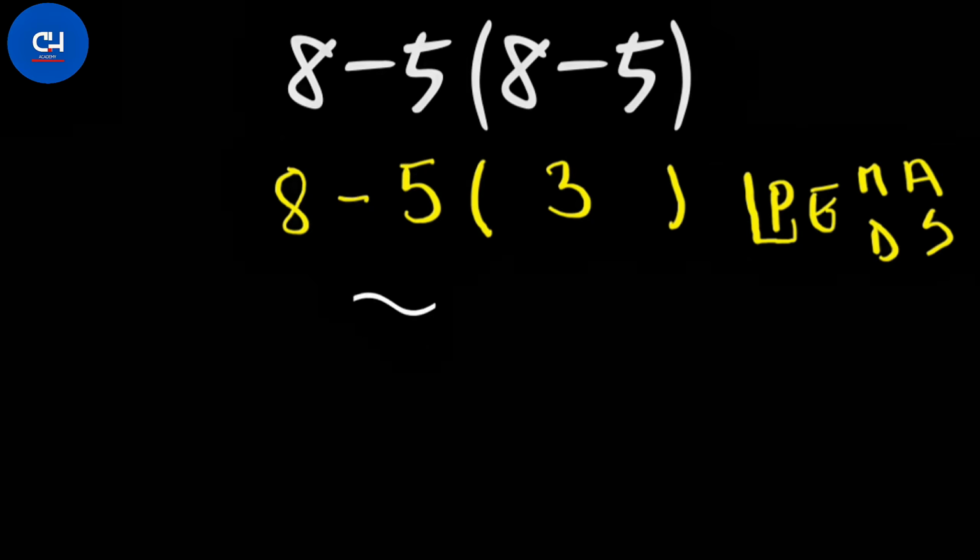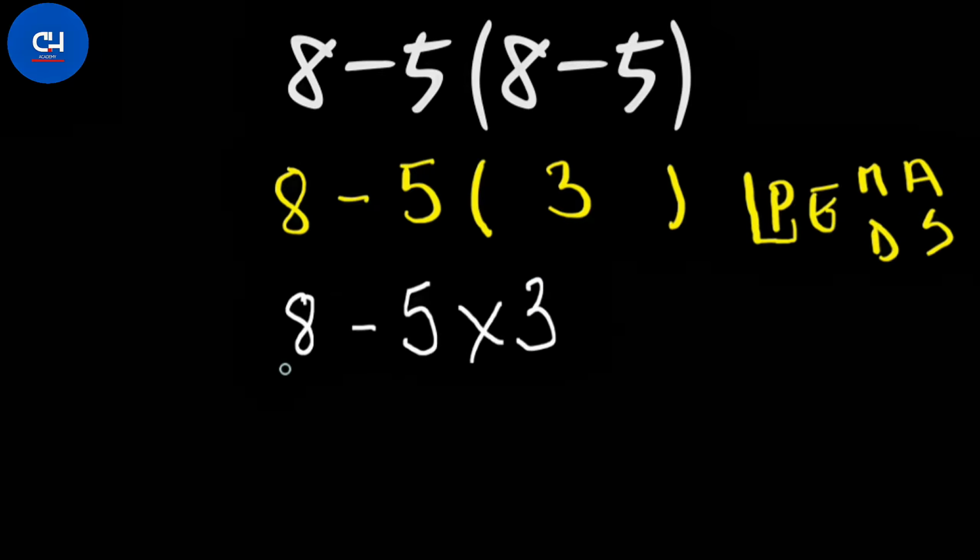So this is our new expression: 8 minus 5 into 3. We're going to rewrite this another way: 8 minus 5. We're going to remove the brackets and replace them with a multiplication sign. So at this level, this is what we have. We have an expression with a subtraction and with a multiplication.